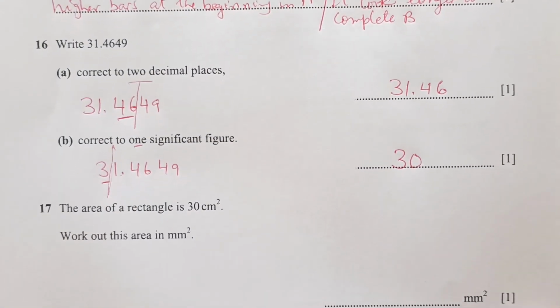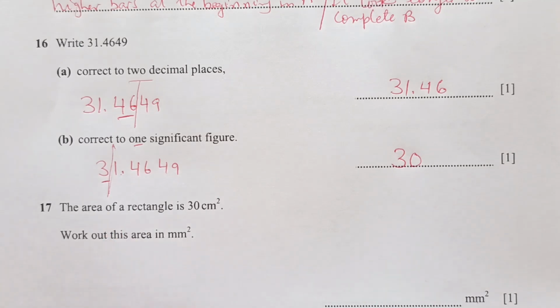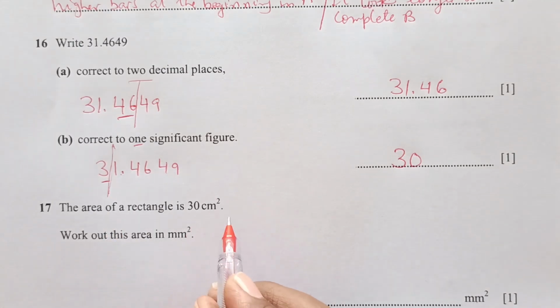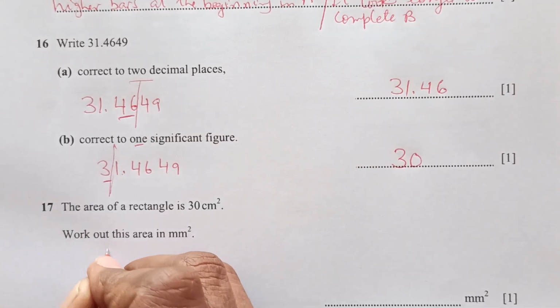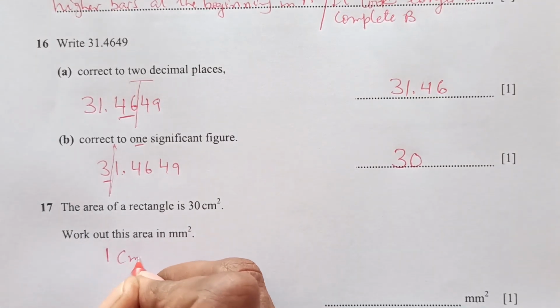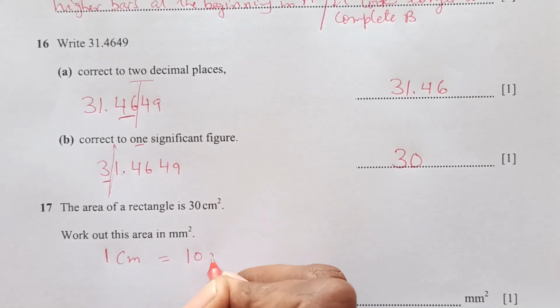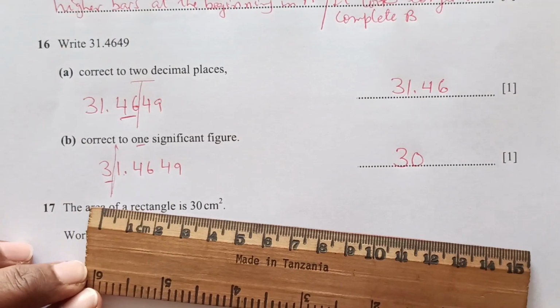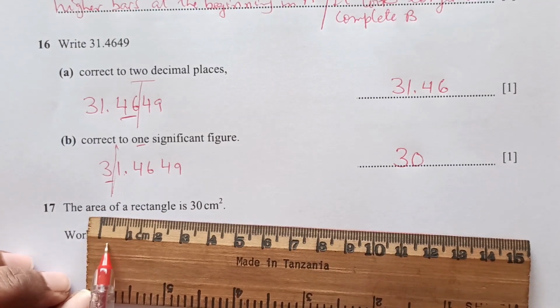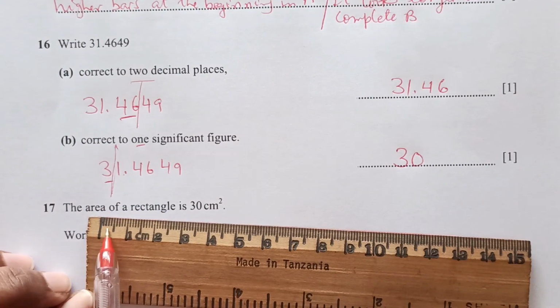Right? Now number 17, the area of a rectangle is 30 centimeters squared. Work out this area in millimeters squared. We know that 1 centimeter is equal to 10 millimeters, right? If you see here, this is 1 centimeter. How many millimeters are there? Up to here: 5, 6, 7, 8, 9, 10.